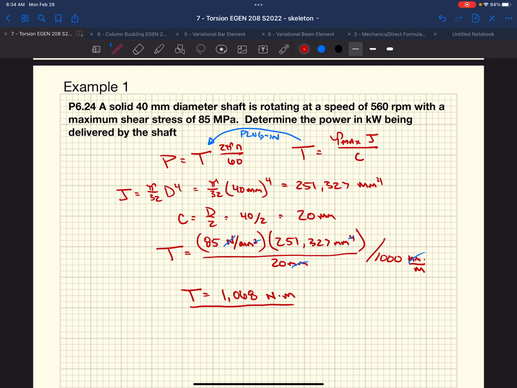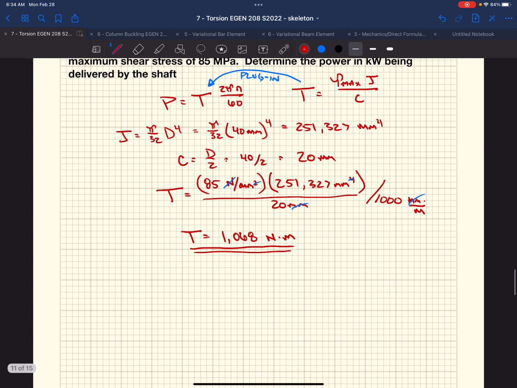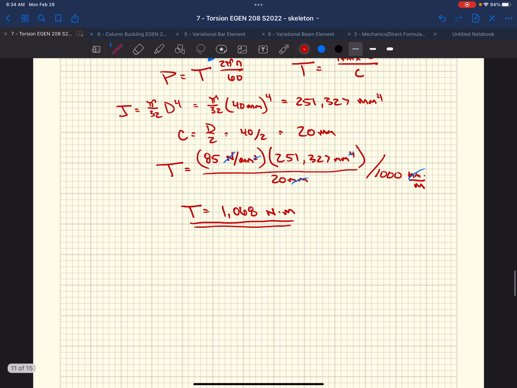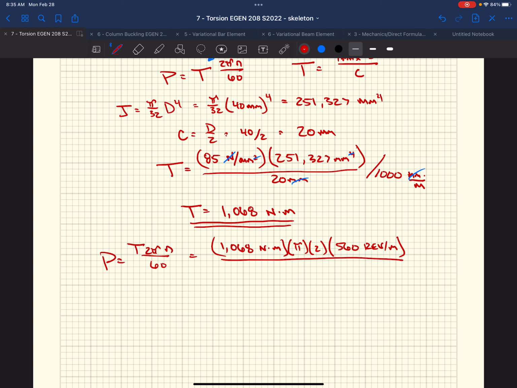So now that we have our torque, we can plug that torque into our power equation, knowing that we know the revolutions per minute. They told us that was 560. So power equals torque times 2 pi n over 60, or 1,068 newton meters times 2 pi, gotta get the 2 in there, 560 revolutions per minute, all over 60 seconds.